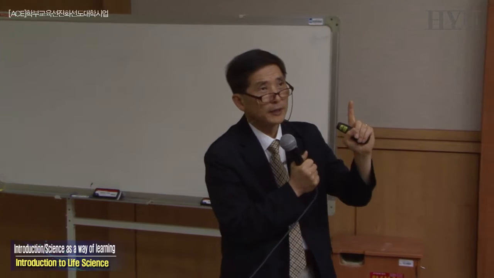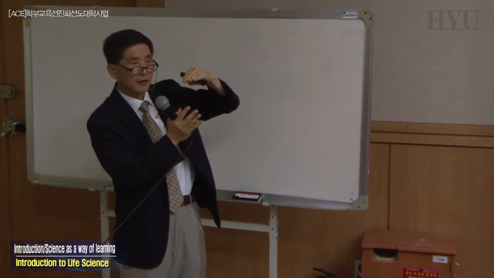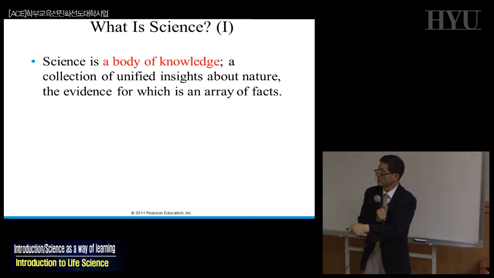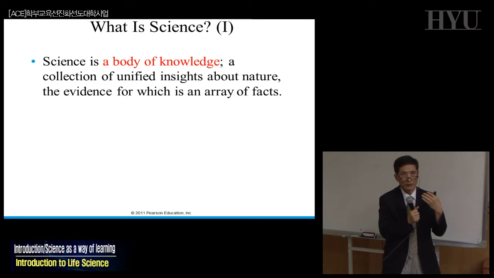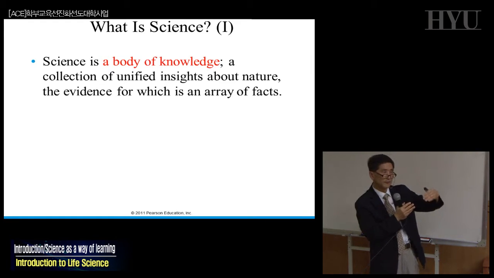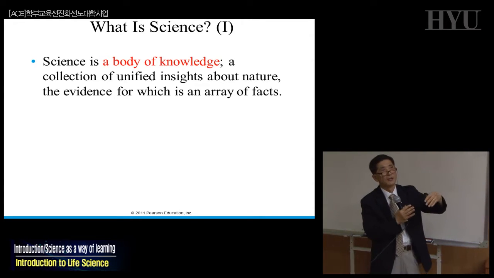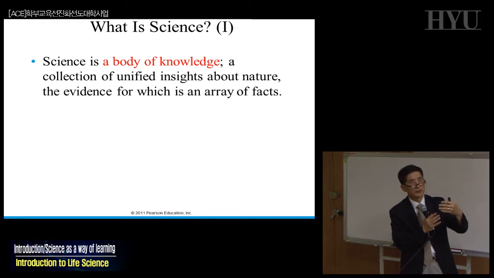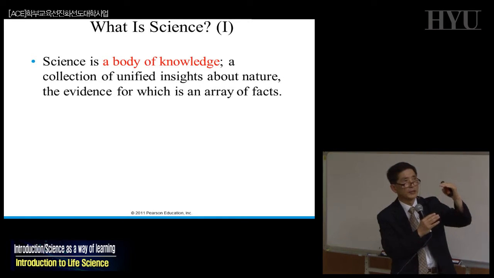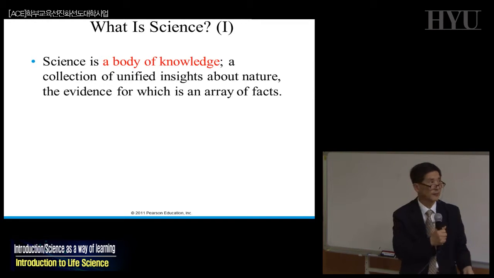The first one is that it's the body of knowledge. What do you mean by body of knowledge? It's already accumulated knowledge. A collection of unified insights about nature, and the evidence for which is an array of facts. That's science, because physics, chemistry, mathematics, biology is the new one, Earth science maybe. It has already accumulated knowledge about nature. We call that a part of science.